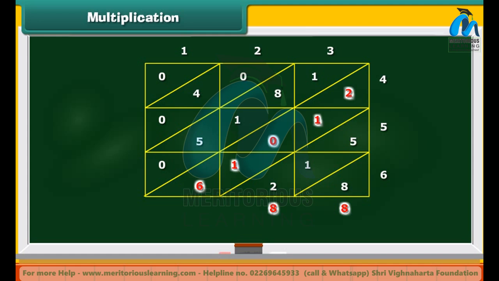The third diagonal has 5 elements: 2, 1, 0, 1, and 6. Their sum is 10. Write 0 and carry over 1 to the next diagonal. It has 5 elements: 1, 8, 1, 5 and 0. Their sum is 16, including the carry over 1. Write 6 and carry over 1 to the next diagonal.